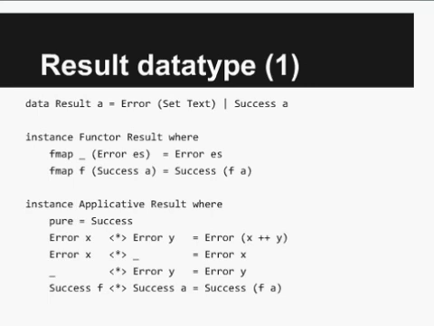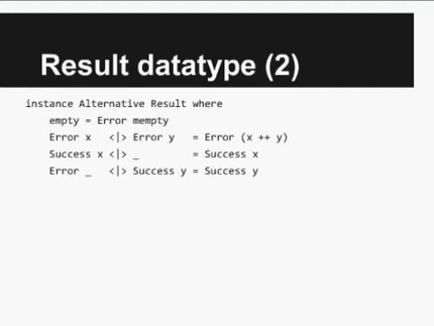One extra instance that we want to implement is alternative. If we have two different results in front of us, and we would like to choose whichever one of them succeeded. So if both of them failed, we'll take the error messages from both. And if the left one succeeded, we'll take the left one. And if the right one succeeded, we'll take the right one.